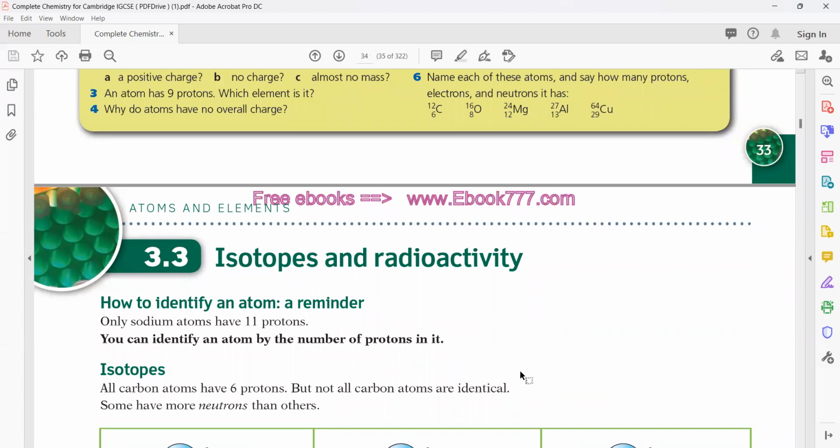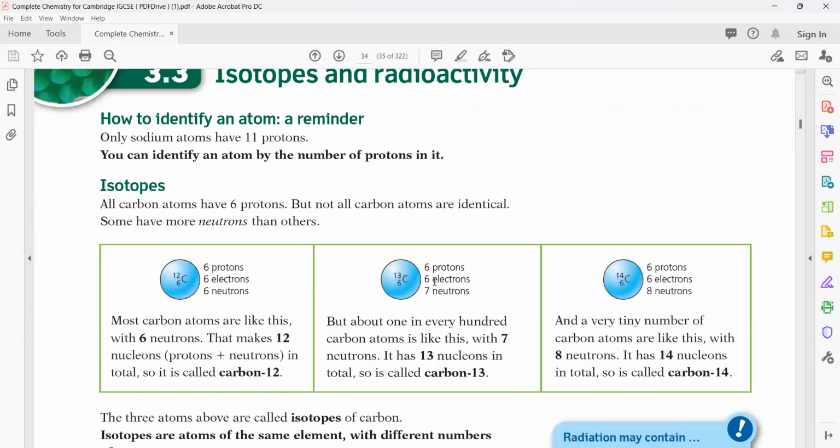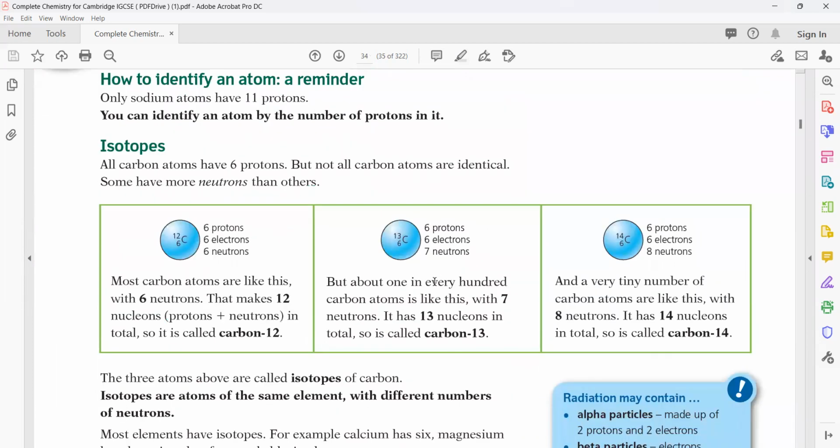What is meant by isotope? How do you identify an atom? A reminder: here it tells you only a sodium atom has 11 protons. You can identify an atom by the number of protons in it. We know that very well. But what is the meaning of isotopes? So please, my dear, focus here and try to understand this.